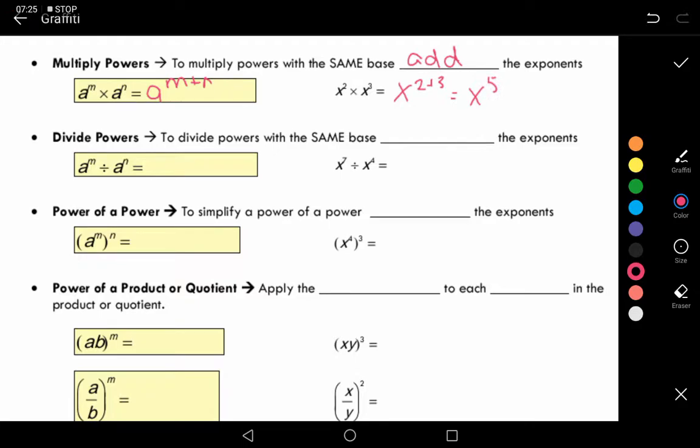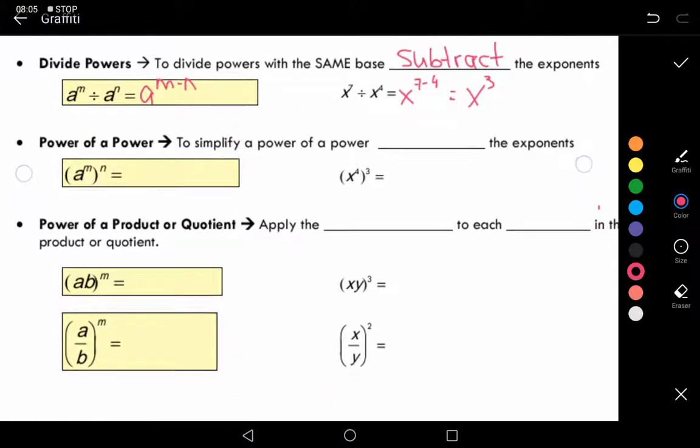Okay, if I'm dividing powers with the same base, I need to subtract the exponents. So if I have a to the power of m divided by a to the power of n, my answer is going to be a to the power of m minus n. So x to the power of 7 divided by x to the power of 4, all I have to do is subtract my exponents. So x to the power of 7 minus 4 equals x to the power of 3.